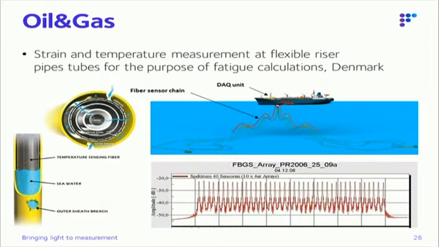In this case, we are not producing these. These are the riser pipes that are used for oil and gas, but we are supplying the fiber arrays, Optimet fiber arrays. And in this case, you see that we have 40 sensors installed in this special tube. So with only one optical channel, you can monitor the fatigue of the tube in 40 points.